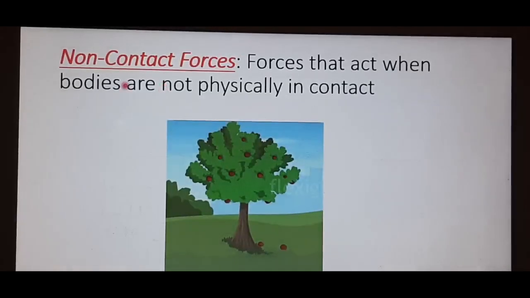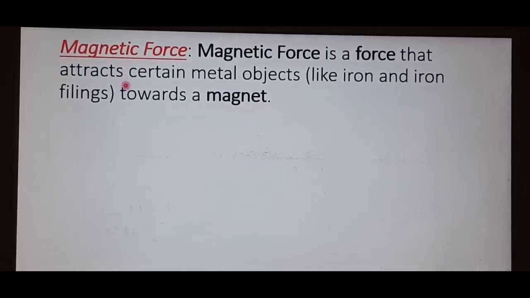The types we have already done. We have three types of non-contact force. First one is magnetic force, then electrostatic force and gravitational force. So let's start with magnetic force. Magnetic force is a force that attracts certain metal objects like iron and iron filings towards a magnet. So in simple words, magnetic force is a force which is exerted by a magnet.